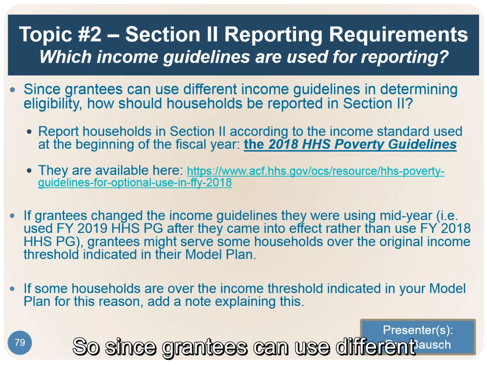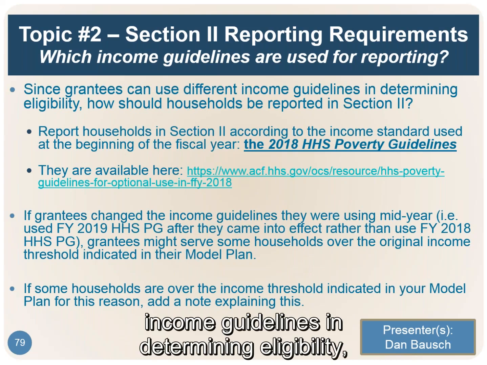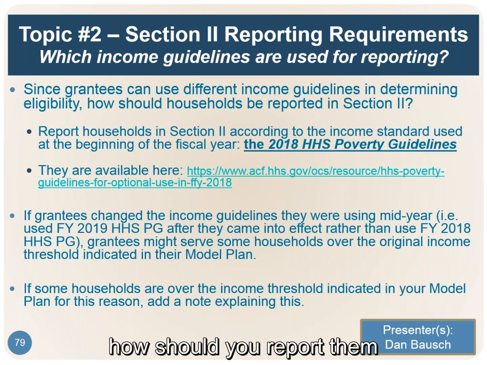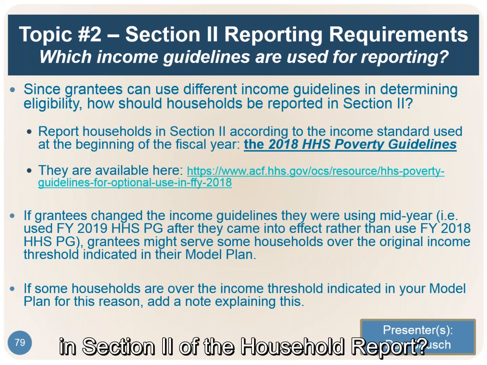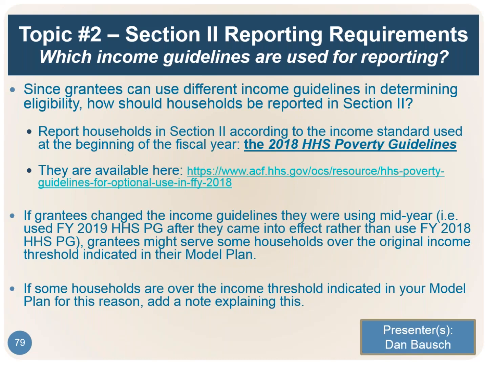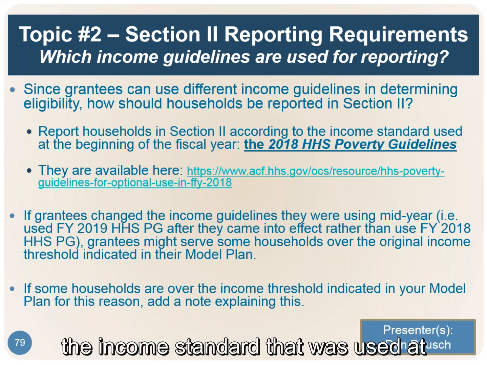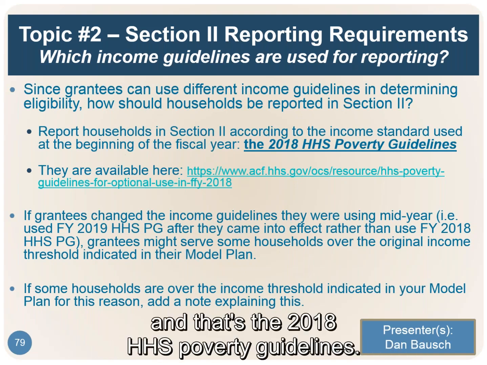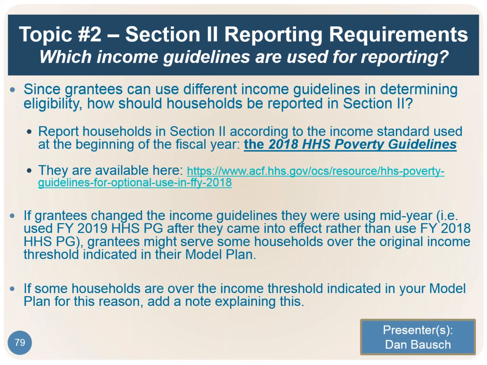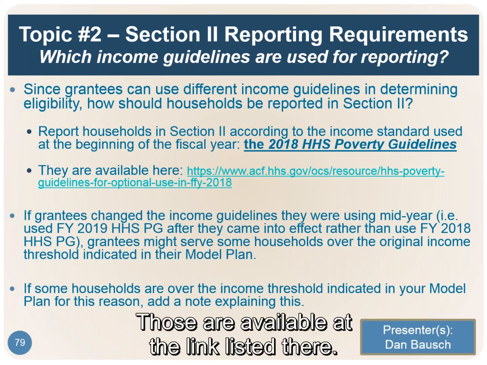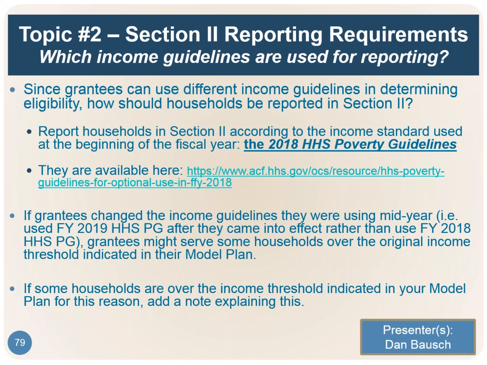So since grantees can use different income guidelines in determining eligibility, how should you report them in Section 2 of the Household Report? The instructions ask that you report households according to the income standard that was used at the beginning of the fiscal year, and that's the 2018 HHS poverty guidelines. Those are available at the link listed there.